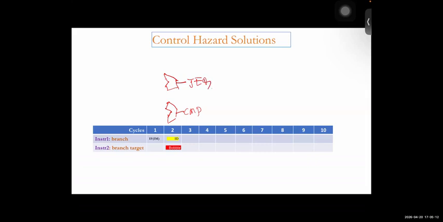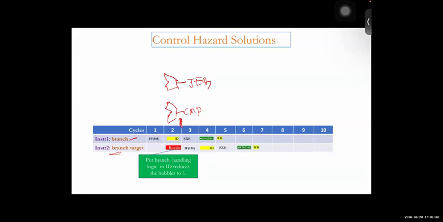Okay, so if these are known at this stage, at the end of the second stage, then at the third stage the branch target instructions will be allowed inside the pipe, because at the end of this second stage it is only known that this branch will not be taken, suppose. Okay, and then continue the execution. So this is one solution.